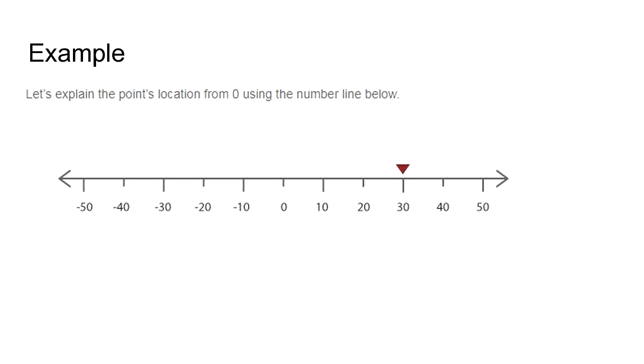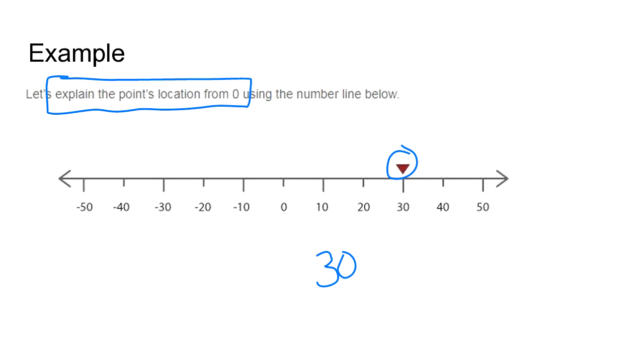Okay, so please explain. Explain means that there should be some sort of words or sentence. Explain the point's location from 0. So this little triangle, explain that point compared to 0. It's 3 above 0, exactly. It's above 0 or to the right of 0, above, any of those would work. Very good.